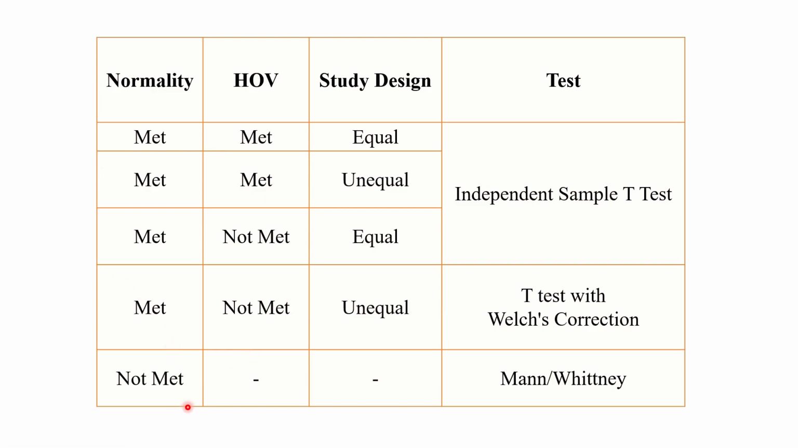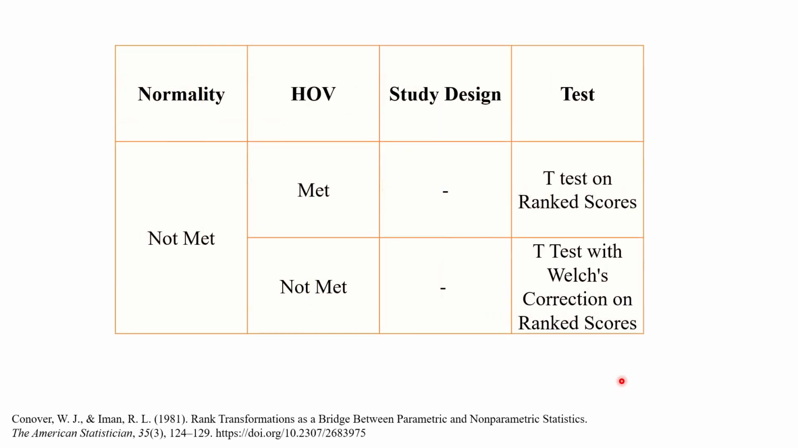And if the normality is not met in the first place, then we can go with a non-parametric test, that is Mann-Whitney. A paper published in 1981 by Conover and colleagues suggests that even if the normality has failed, based on the homogeneity, we can perform the t-test or the t-test with Welch's correction not on the raw data, but after transforming them into ranked values.